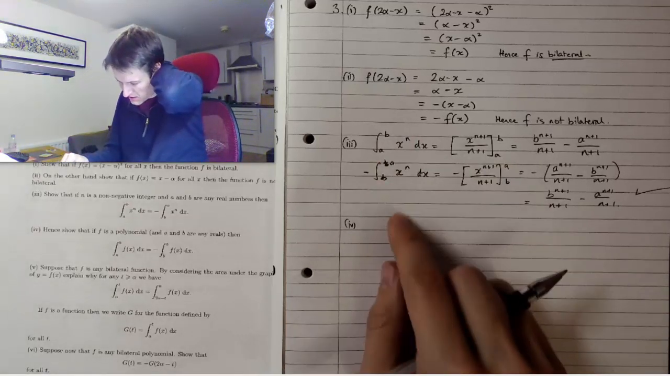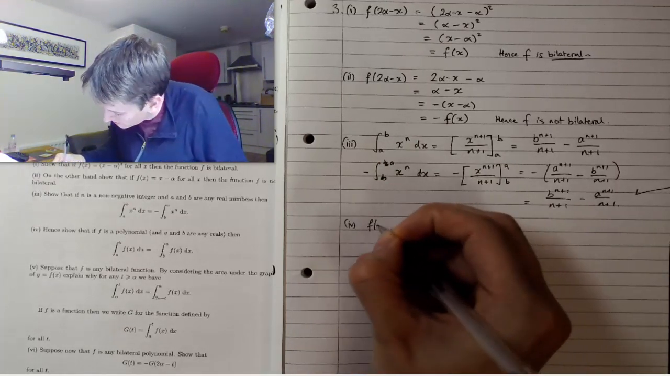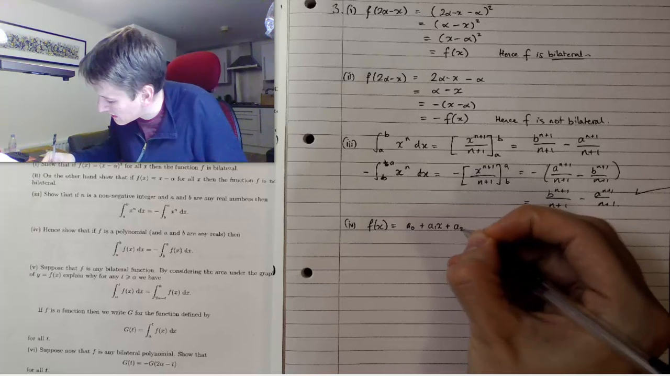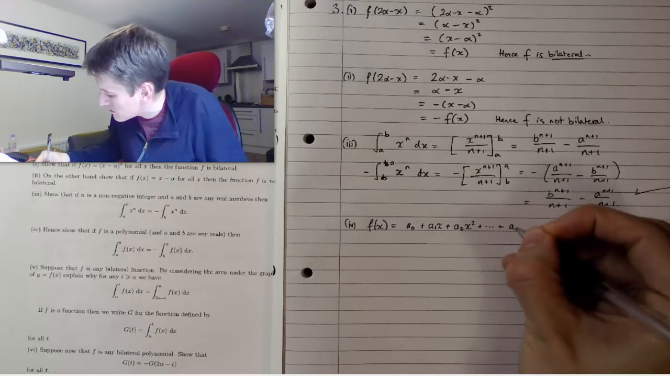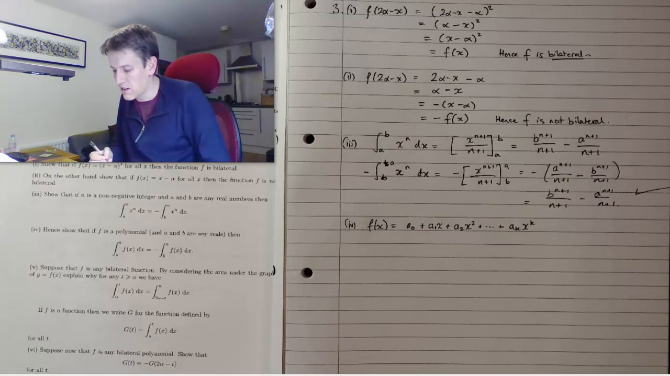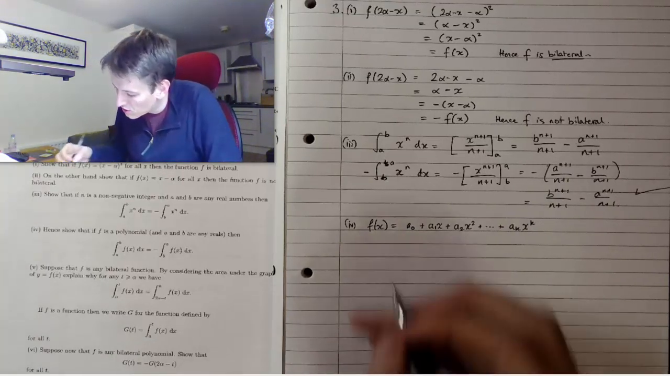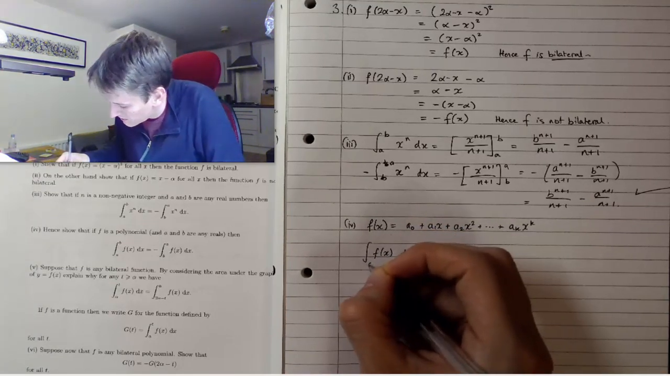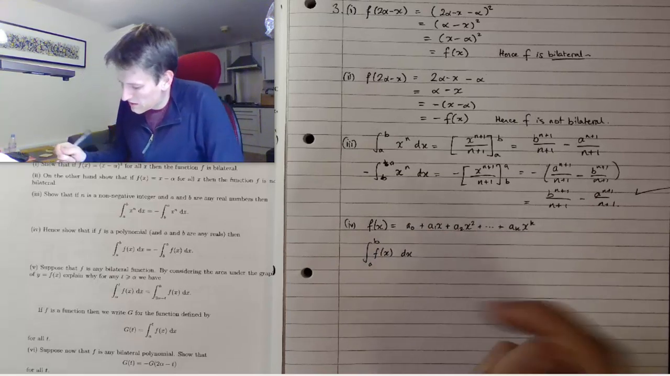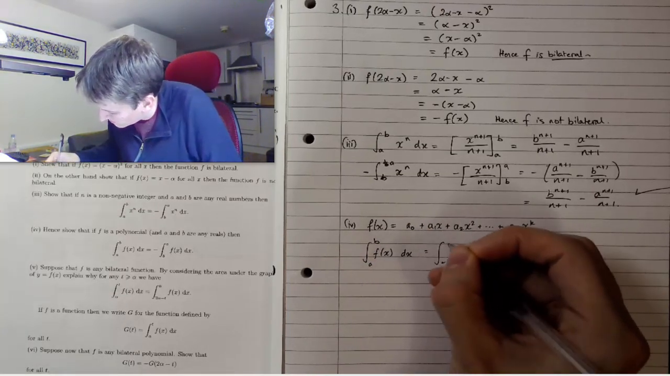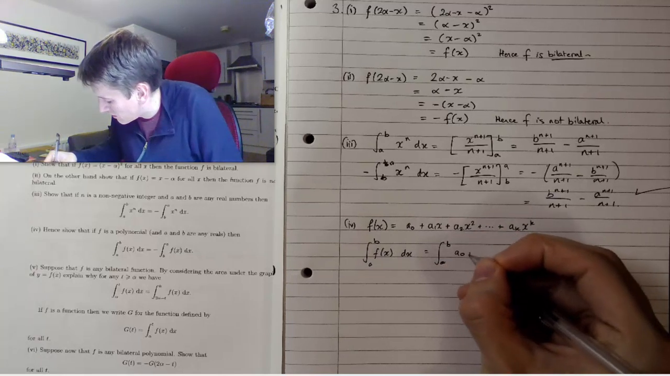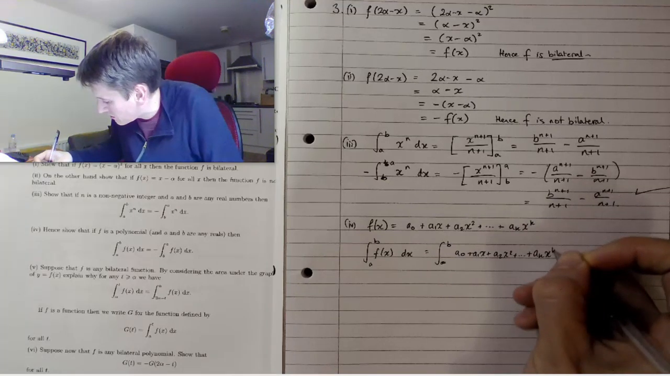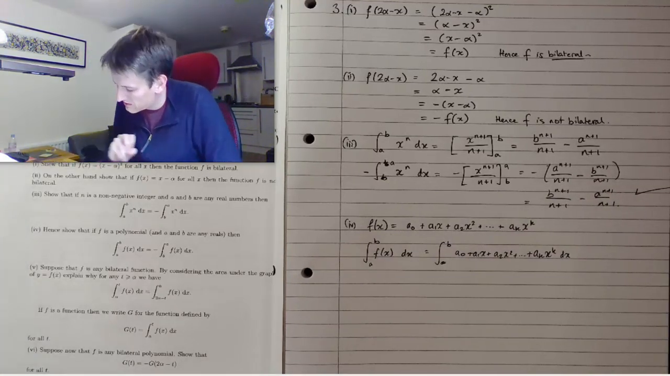But once you've proved this, if I take any polynomial f, that means I can write it as a0 plus a1 times x plus a2 times x squared up to ak times x to the k. So if I were to integrate this polynomial from a to b, that would be the integral from a to b of a0 plus a1x plus a2x squared all the way up to ak x to the k dx.